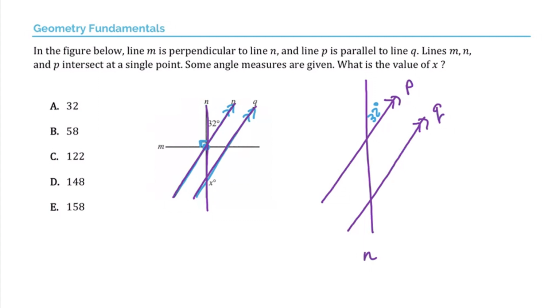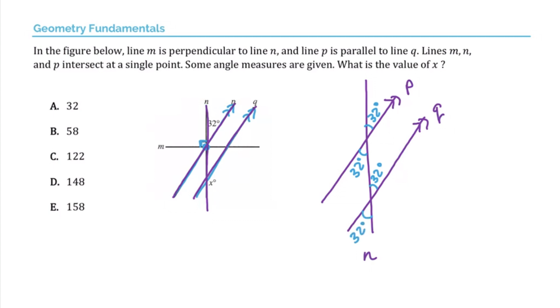Now what we know from parallel lines cut by transversals is that if that angle is 32, remember vertical angles are the same, so this one's 32. Then we know opposite interior angles are the same, so this one's 32, and then its vertical angle is right here, this one's 32.